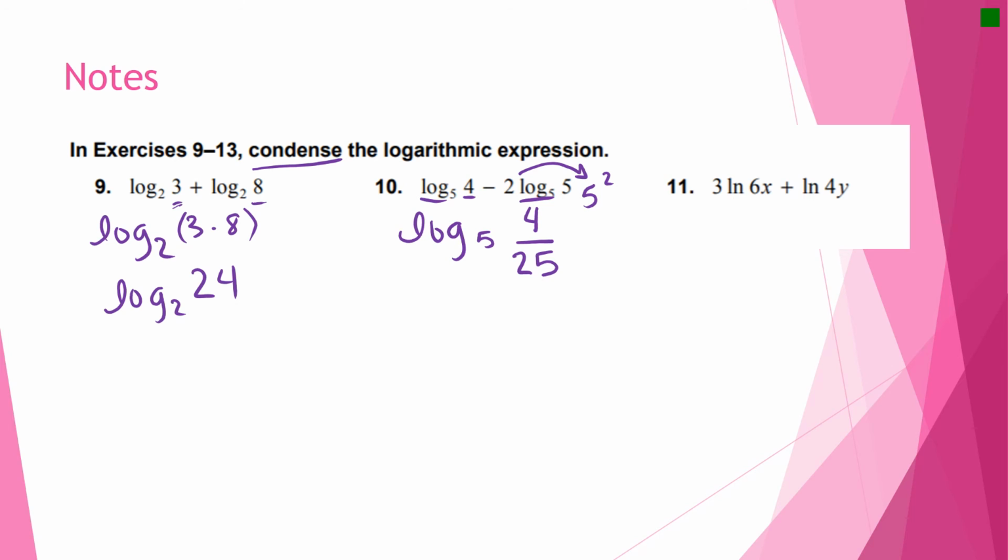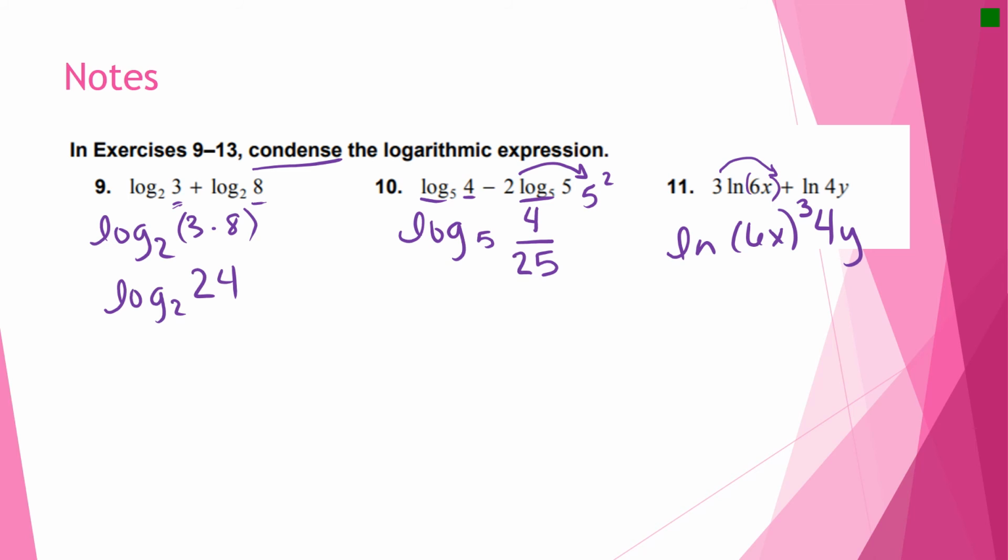Okay, so same thing in 11. This 3 is going to come up here, except it's to the whole thing. It's to all of the 6x, or else it would have been split in 2 different parts. So when I write this one, it's going to be the natural log of 6x to the 3rd, and then it looks like it's times 4y.